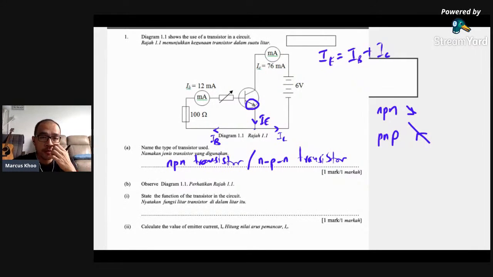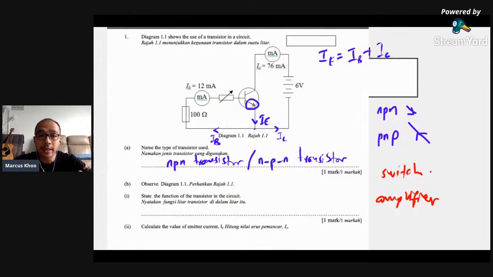Okay, so observe diagram 1.1. State the function of the transistor in the circuit. Now, there are two functions of transistors. If you remember what they are, because I just told you to draw the diagram, right? There are only two functions. They are either a switch or amplifier. Two functions saja. Transistor sebagai switch atau transistor sebagai amplifier.